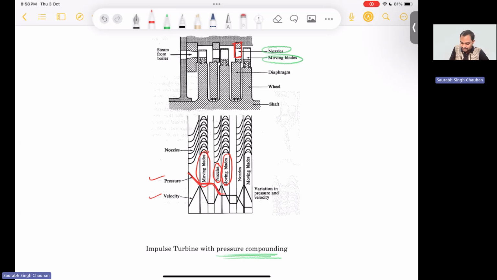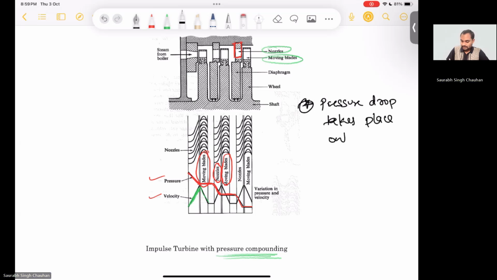Then in moving blade there is no pressure drop, again in nozzle there is a pressure drop, and in moving blade there is no pressure drop. So pressure drop takes place only in the nozzle. And velocity, you can see in nozzle velocity is increasing, kinetic energy is increasing because pressure energy is being converted into kinetic energy. And in moving blade velocity is decreasing. So to summarize, pressure drop takes place only in nozzle for impulse turbine.